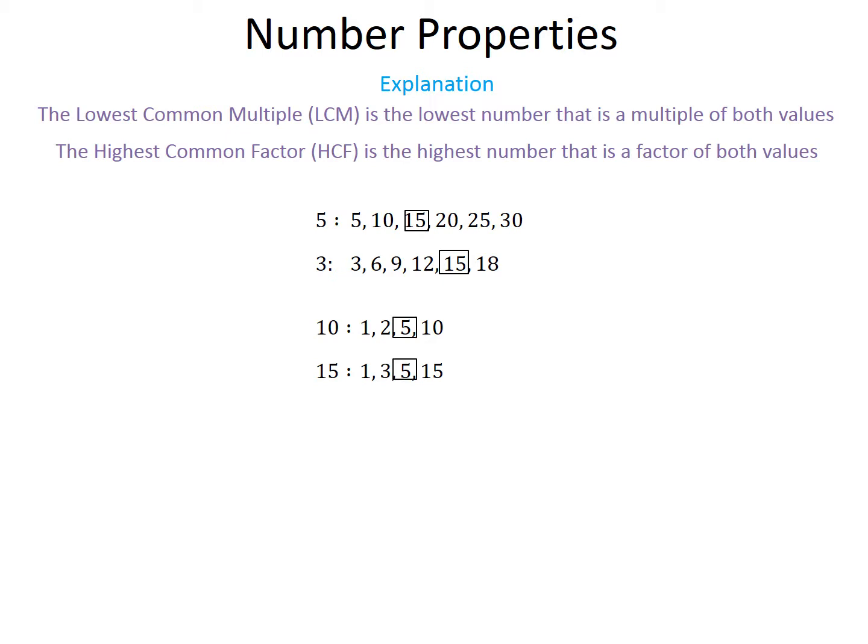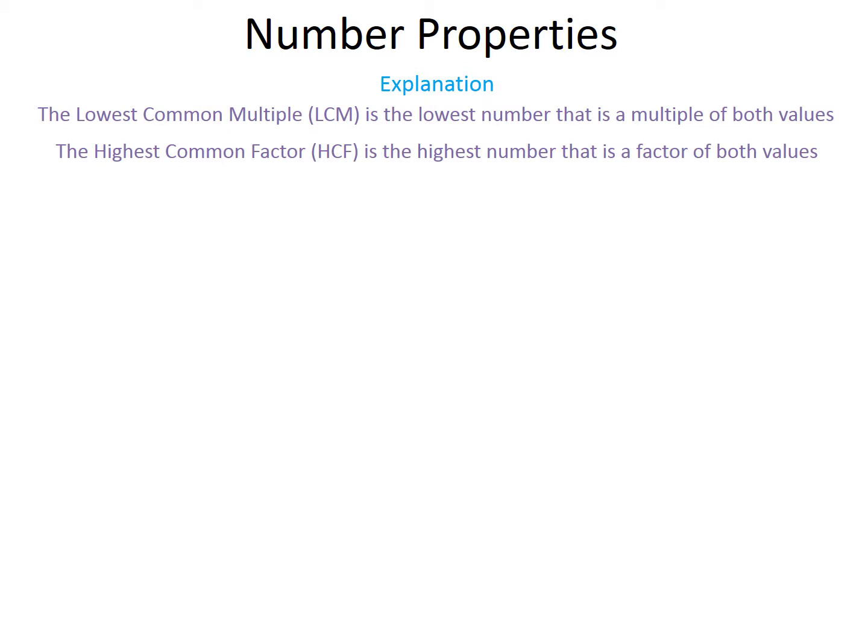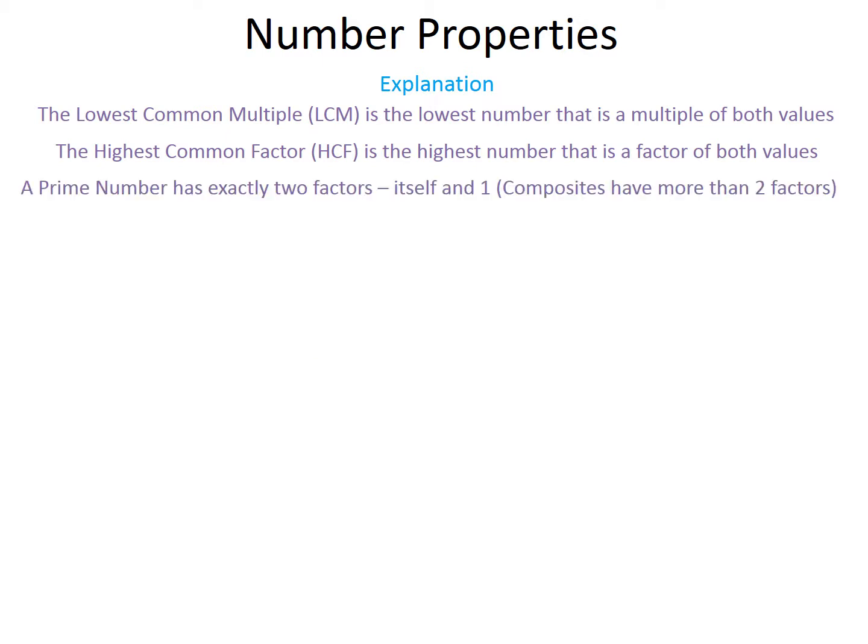Now, notice if you got it confused and you said the lowest common factor, that's always going to be 1, because 1 is a factor of every single number. And so it's lowest common multiple and highest common factor. The next concept is prime numbers, and prime numbers have exactly 2 factors, itself and 1. If it's got more than 2 factors, we call it a composite number.